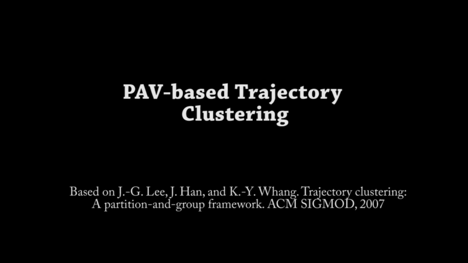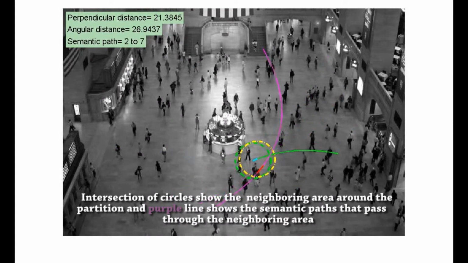We also propose a three-term trajectory clustering method, which is based on Lee's work, Trajectory Clustering: a Partition-and-Group Framework. A query tracklet is shown in green. The tracklet is divided into 20 partitions. For the partitions shown in cyan, we have the starting and ending points.